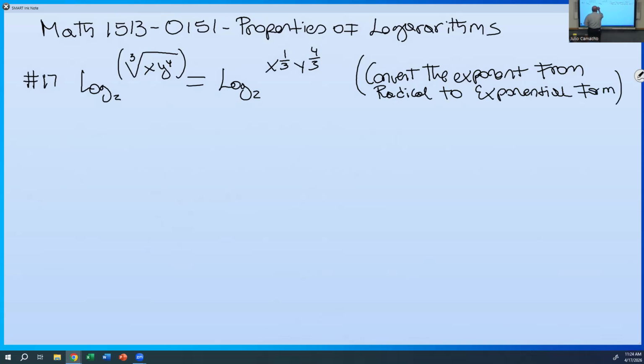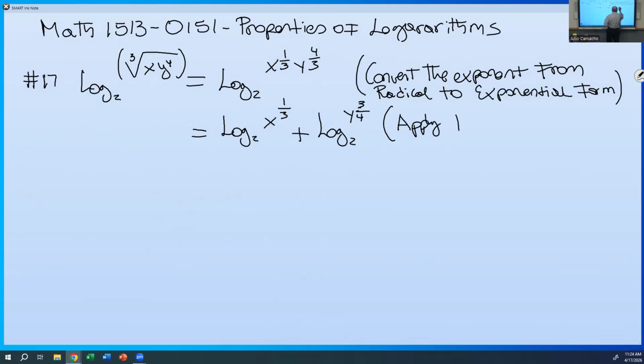Then my second step, I will apply the product rule over that: log 2 of x to the 1/3 plus log 2 of y to the 4/3. What I did is apply the product rule.